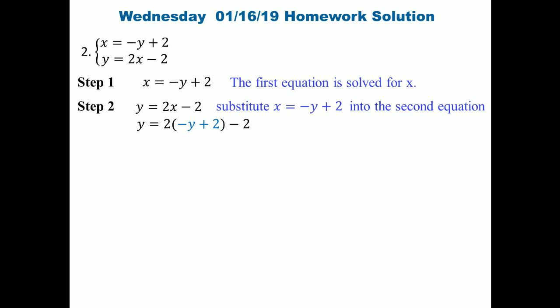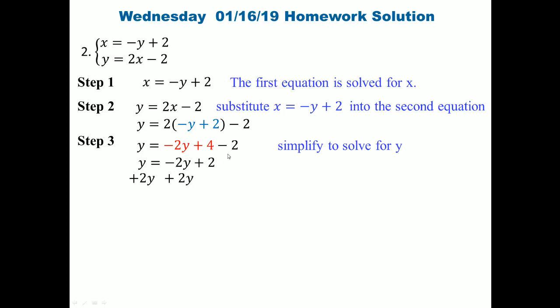Okay? Now what happens? Step 3. We simplify. 2 times negative y is negative 2y. 2 times 2 is 4. Good. That is simplifying for y, right? We're distributing basically. Okay? And negative 2 is left alone. 4 minus 2 is 2. Okay? Plus 2y to both sides. You get y plus 2y is 3y. Divide by 3 on both sides, you get y equals 2/3. Okay? Again, it's ugly because it's a fraction. You just got to get used to it. Okay? y equals 2/3.